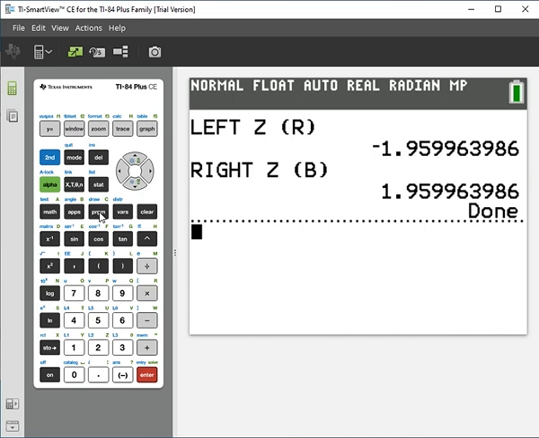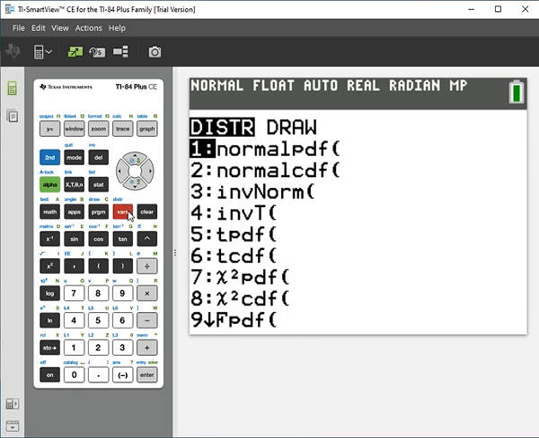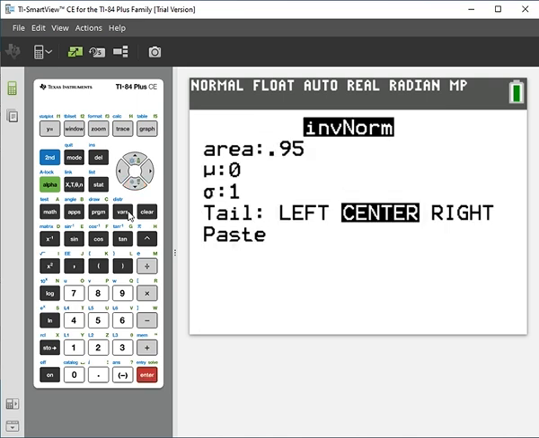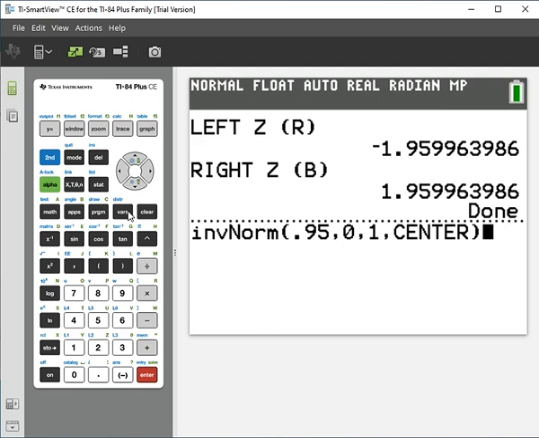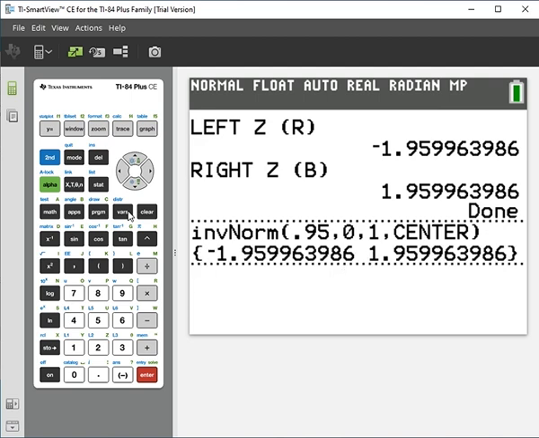Now, you can find this another way if you don't have Bell installed. You can go into the distribution menu, and you can go down to an inverse normal distribution. Inverse because we're trying to find the boundaries. We don't have them. So our area is 0.95. This is a z-score, so if it's z, then the mean is 0 and the standard deviation is 1. And then, of course, we're interested in that interval centered about the mean, so that's no great surprise. We're going to use the center. Now we're going to paste that in. So we're going to use inverse norm, and we'll get exactly the same thing. There's that 1.96 approximately.